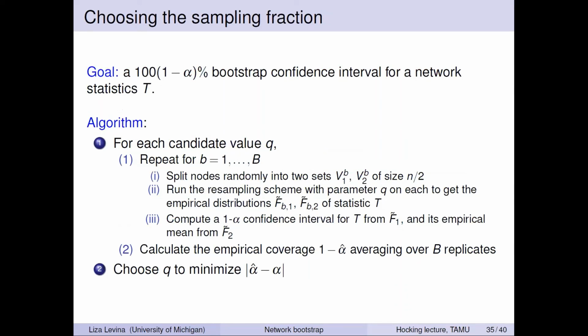I'll describe it for confidence intervals, but you can sort of do it for whatever else you're getting out of your bootstrap. So if your goal is a confidence interval, what you do basically is you fix a function, you split your network into two halves. You compute these confidence intervals doing the resampling schemes on both sides. And then you get a confidence interval from one side and the empirical estimate from the other, and you see the coverage. So this is, of course, very computationally intensive. That's iterated bootstrap. So it's like a double bootstrap. You have to do it twice.